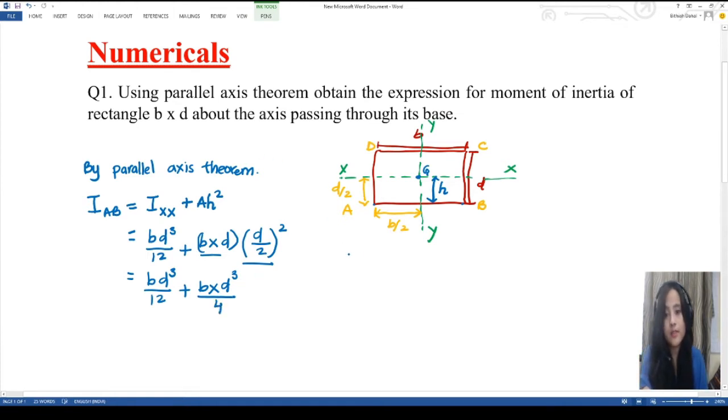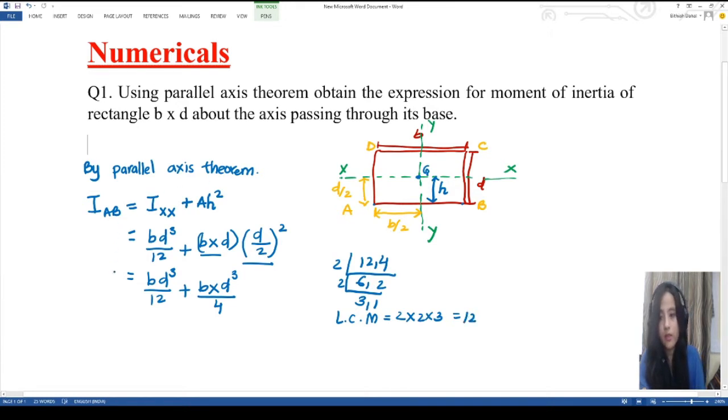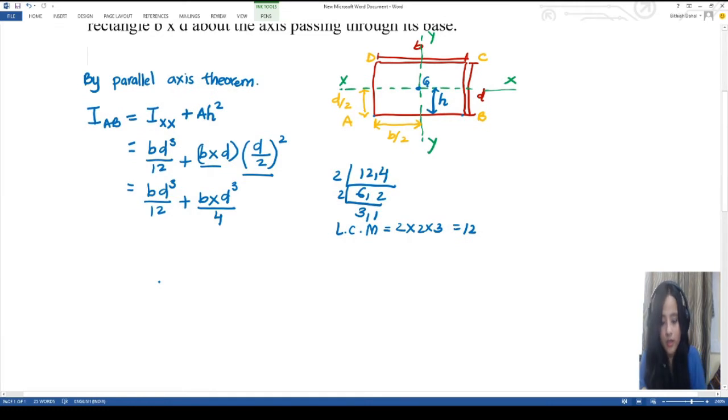Now if I find the LCM of 12 and 4, what do I get? 2, 6, 12, 2, 2, 4, 2, 3, 6, 2, 1 is 2, right? So my lowest common multiple for this 12 and 4 will be equal to 2 into 2 into 3. How much will this be? 2 twos are 4, 4 threes are 12, right? So our LCM, we got 12.